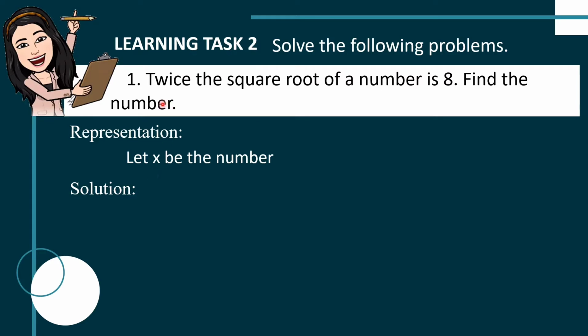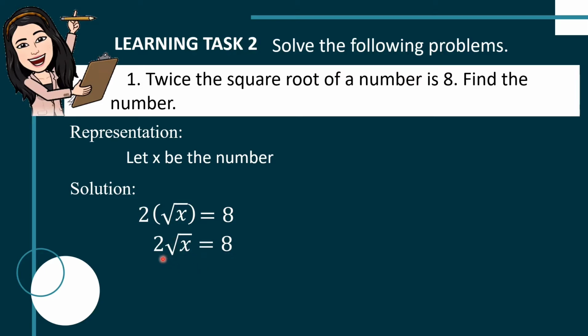And twice the square root means doble. 2 times square root ng x. So, this is how we are going to represent it. And that is equal daw saan? Equal sa 8. Twice na square root ng x is equal to 8. Now, let us find the number. Let us simplify. 2 times square root of x is 2 square root of x is equal to 8.